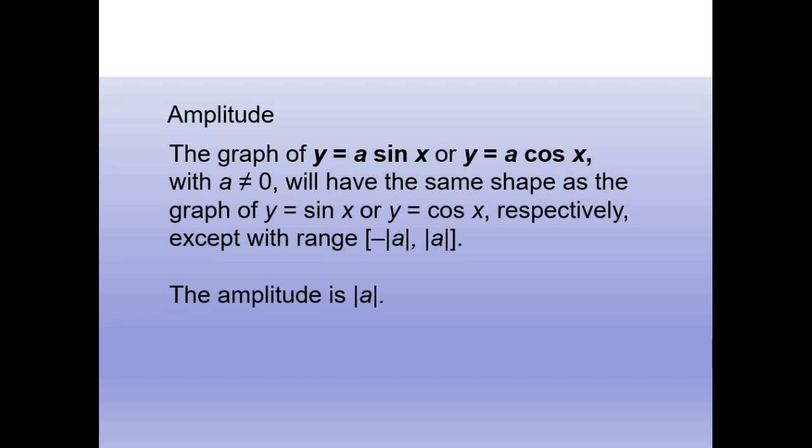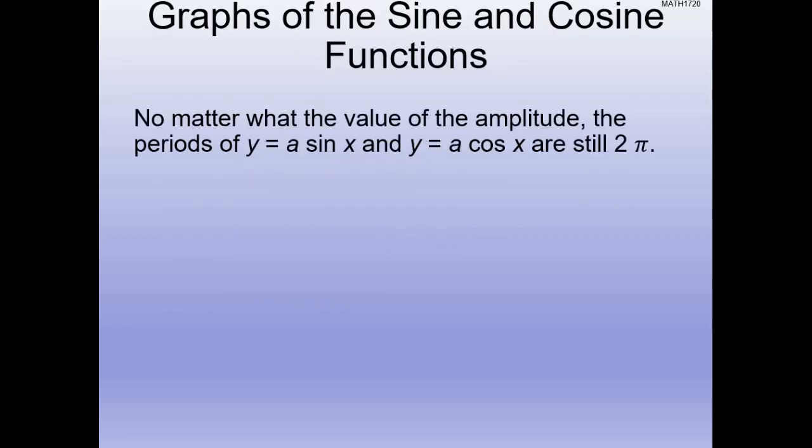Okay, that little a in front changes the height of the wave, what its maximum is going to be and what its minimum value is going to be as it oscillates. So no matter what the value of the amplitude is, the periods of y equals a sine x and y equals a cosine x are still 2 pi. And I showed you that on the graph, where you could see that sine was still going to be 0 at 0, pi, and 2 pi.